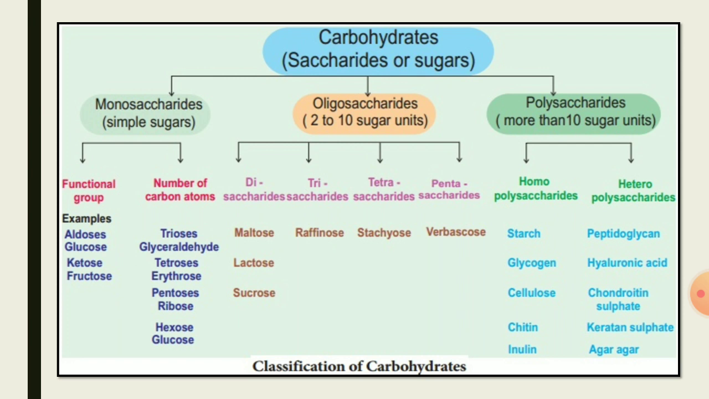Oligosaccharides have 2 to 10 sugar units, which are classified as disaccharides, trisaccharides, tetrasaccharides, and pentasaccharides. Examples are maltose, lactose, sucrose, raffinose, stachyose, and verbascose. And polysaccharides means more than 10 sugar units, which are classified into homopolysaccharides and heteropolysaccharides. Examples of homopolysaccharides include starch, glycogen, and inulin, etc. Heteropolysaccharide examples are hyaluronic acid, peptidoglycans, agar-agar, etc.